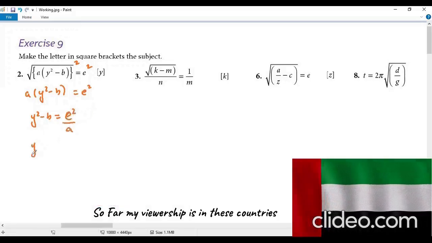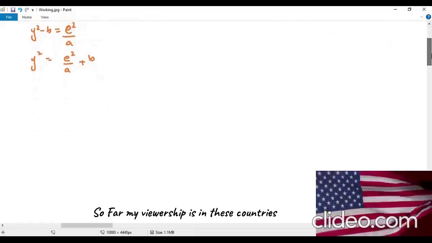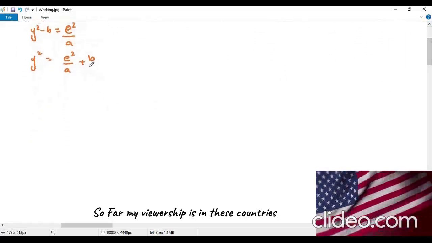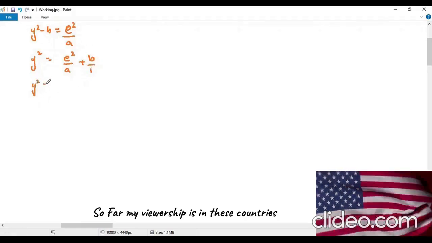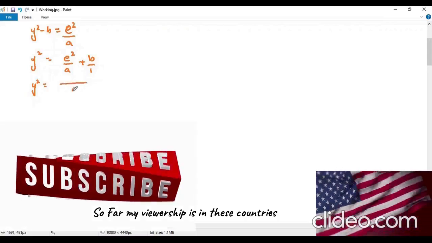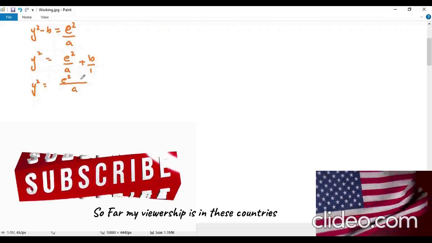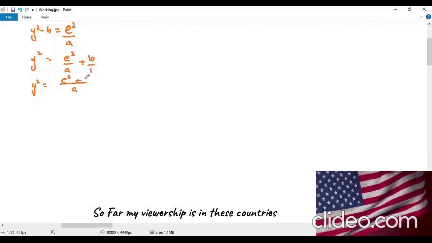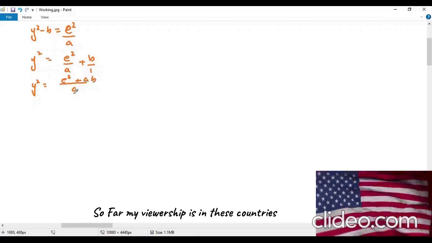Now y square equals e square over a and plus b, and since b is b over 1, I will take the LCM of a and 1, which is a. This is going to be multiplied by 1, and b would be multiplied by a, so it's going to be ab on top as a numerator.